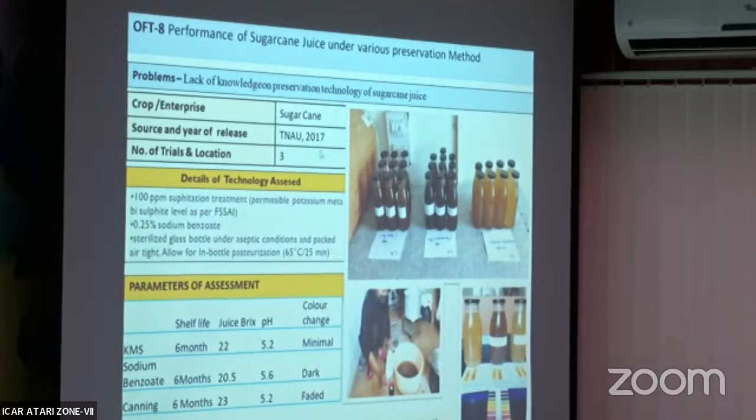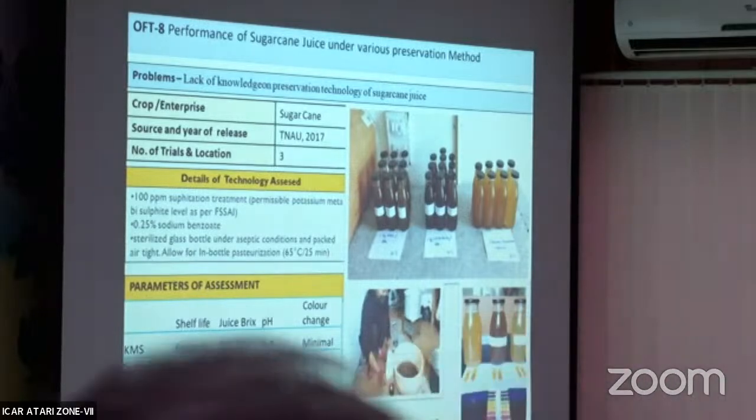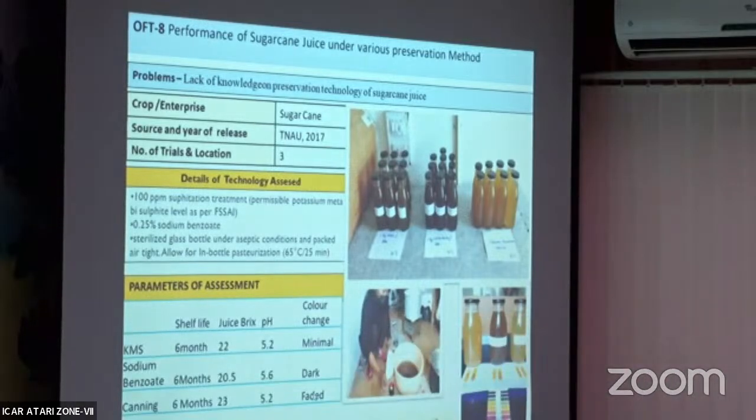Which variety of sugarcane? So it's a local one. Okay. Yes, sir. TNAU. Which variety? The sugarcane. Yes, sir, it's the sugarcane variety which is available locally. Because we have taken some sets from Lucknow also, but the farmers don't prefer that one. They prefer only the local one.